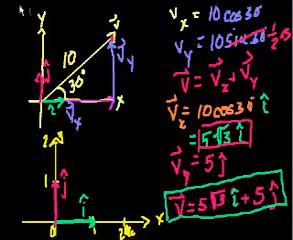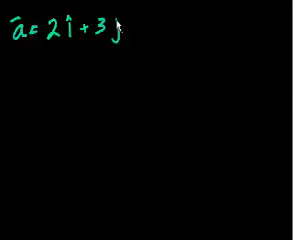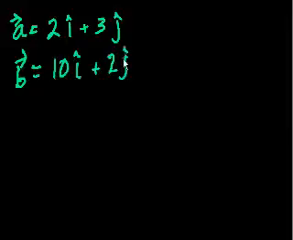And what do I mean by that? So if I define some vector a is equal to 2i plus 3j, and I have some other vector b, this little arrow just means it's a vector. Sometimes you'll see it as a whole arrow. As 10i plus 2j.